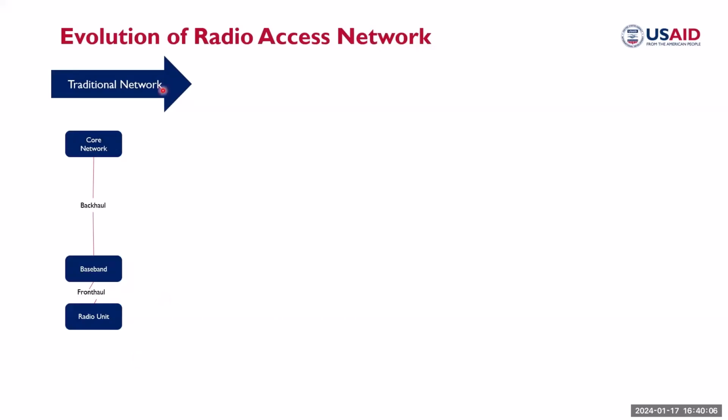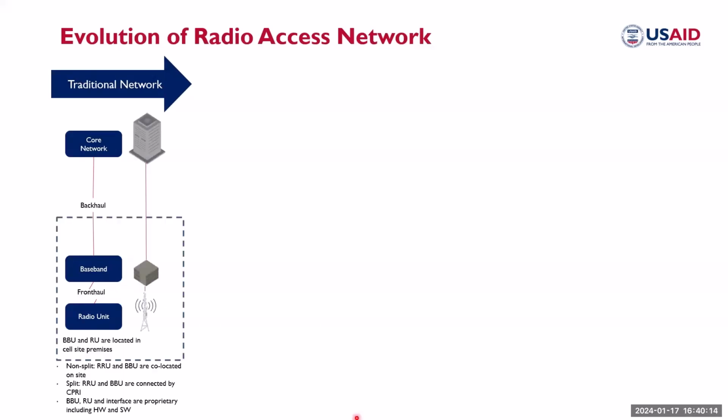So here you have the traditional network, or basically this is a distributed RAN, wherein the baseband and the radio units are in the cell site premises. Currently, this is the one we're having, at least here in the Philippines. So it's non-split. RU and BBU are co-located on site.